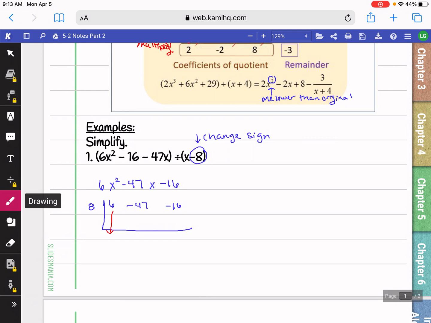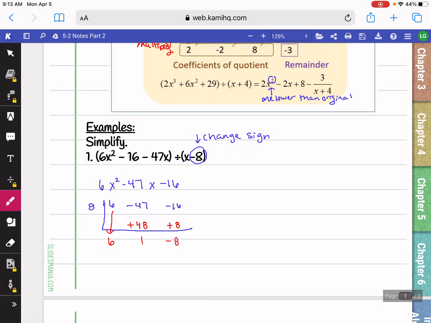So I bring down my 6, then 6 times 8 is 48. So since it's positive, I'm adding that. Here, negative 47 plus 48 is a positive 1. Then I repeat, 1 times 8 is positive 8. Negative 16 plus 8 is negative 8. Now I have enough to start writing my answer.